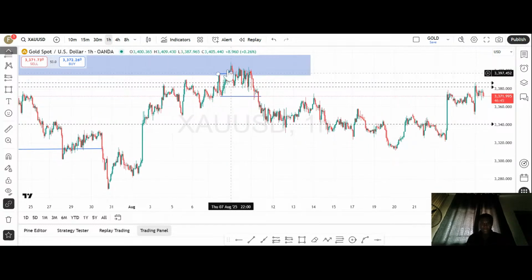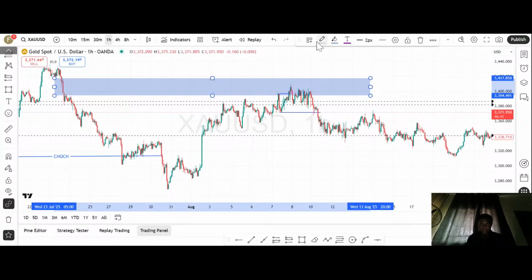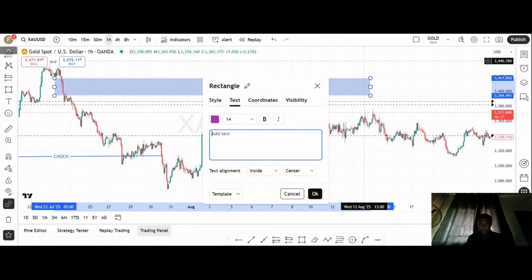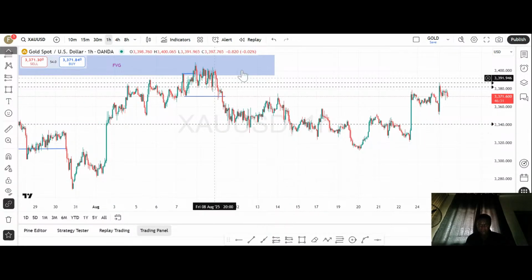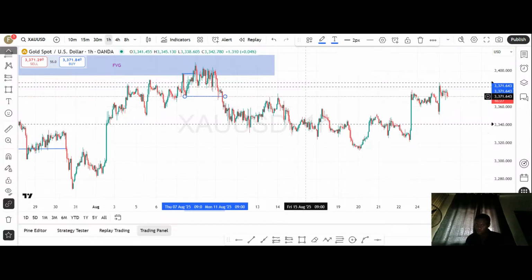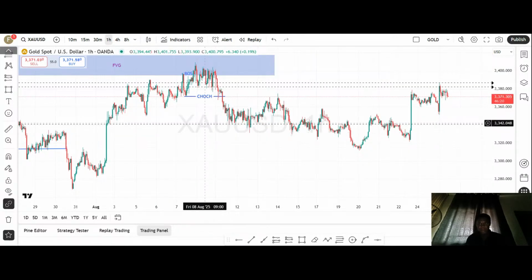So now there's a clear break of structure right here. After this fair value gap has been completed, I'll write it as FVG. There's an FVG here, right? The market went up and filled this FVG, and it changed character. See, this is how to enter a trade. If you don't know this one, you can't enter a trade. You don't even know where to enter and where not to enter. If you don't know all these things, you're just playing. You need to know all of them. If not, you go back for this fair value gap.